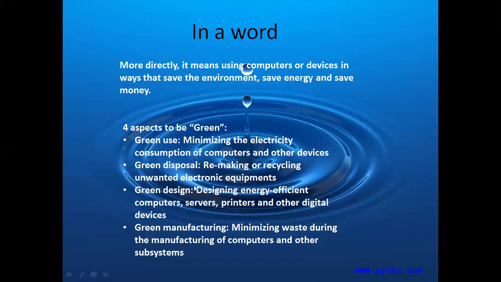Green disposal is remaking or recycling unwanted electronic components. Whenever it is possible to recycle any old computing devices, we should try to recycle them. For example, if your mobile is not working, instead of throwing it, you can take various parts inside the mobile which can be reused. This is nothing but reusability: how you can reuse your old components. If you throw it, it will create e-waste.